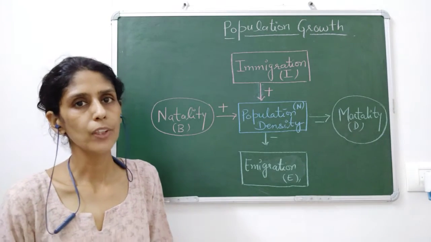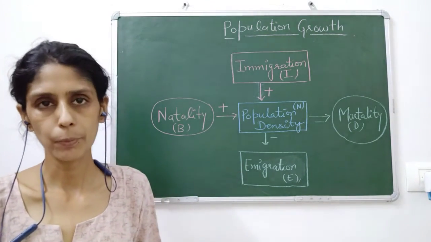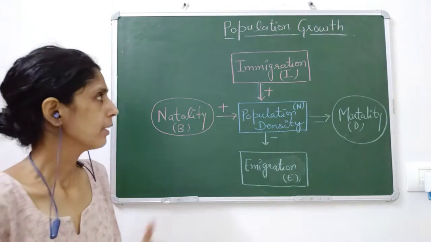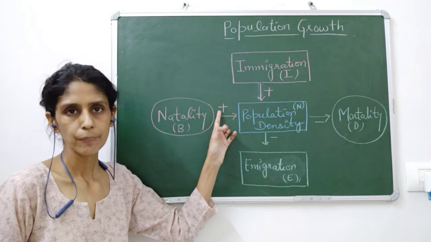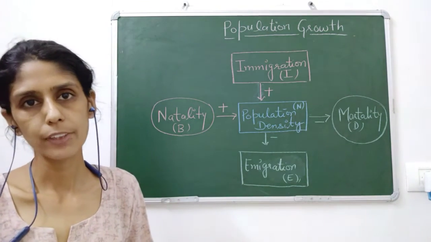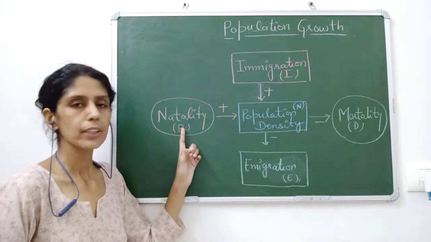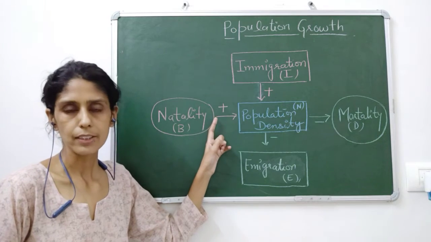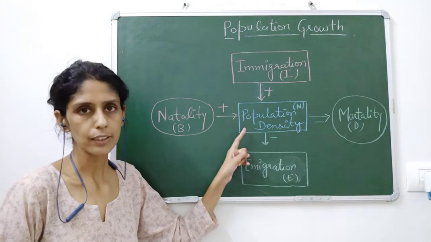So here we will talk about 4 different factors and their influence on the population size. Here you can see that with every factor one sign is given. This sign is indicative of the type of influence of this factor on the size of the population. For example, with natality, a positive sign is given. That means this factor will increase the population density.